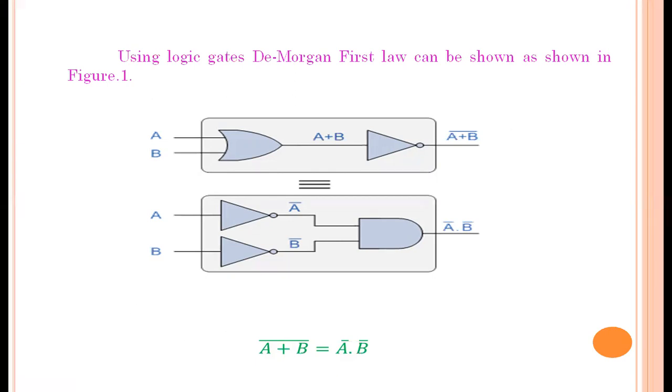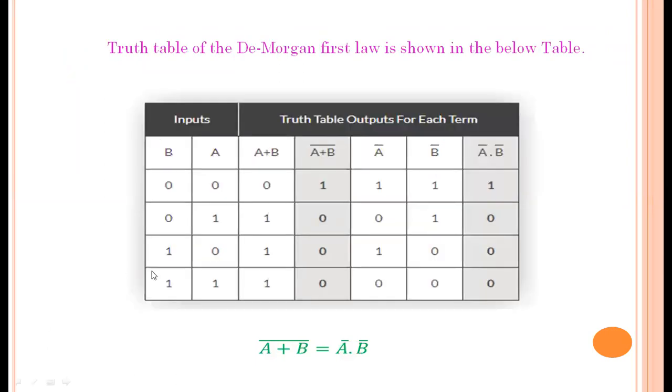How can we verify this? Let us consider two variables, A and B. Two variables give four combinations, that is 00, 01, 10 and 11, because two variables give 2 squared, that is four combinations. The outputs for this De Morgan first theorem are, first, (A plus B) bar, and second, A bar into B bar.